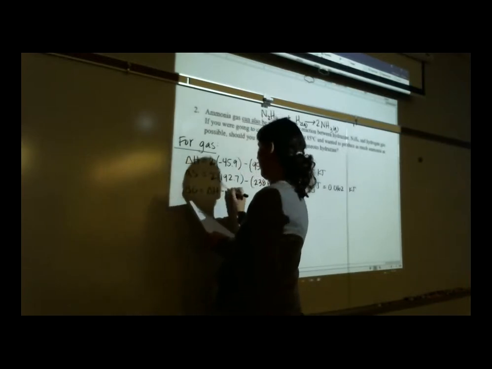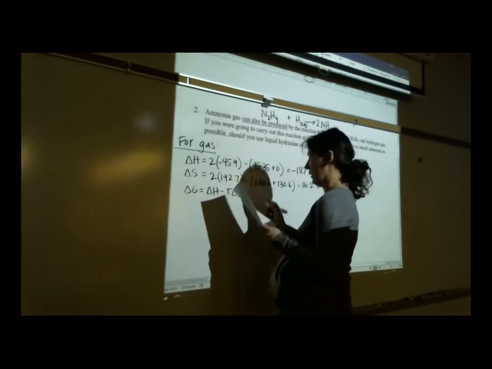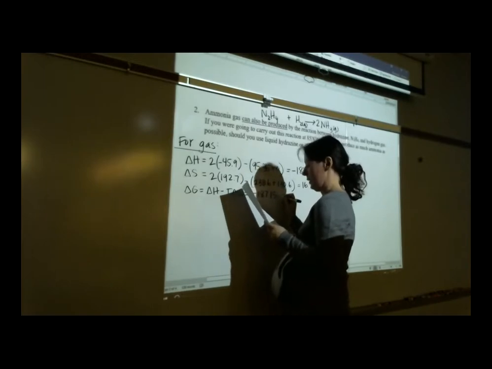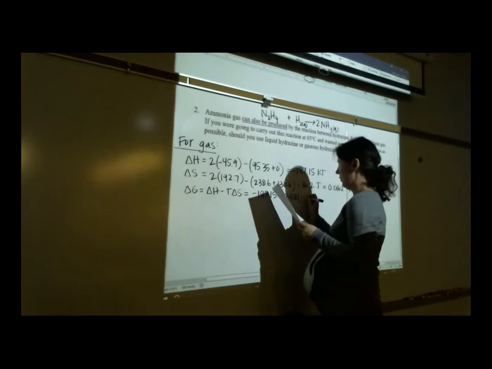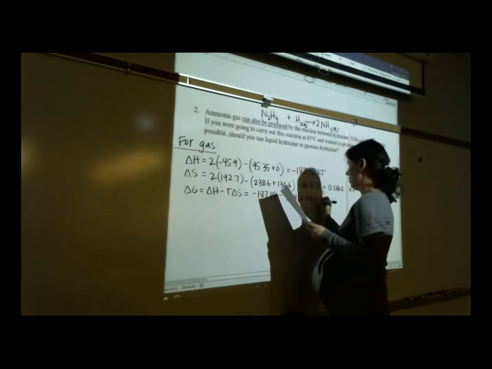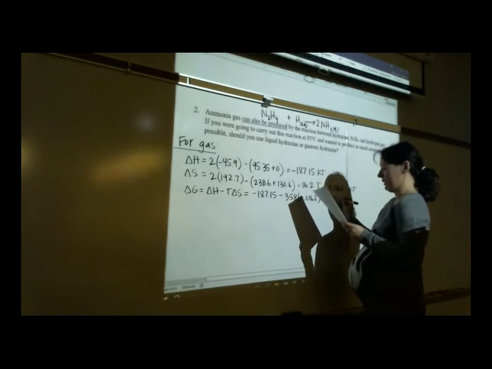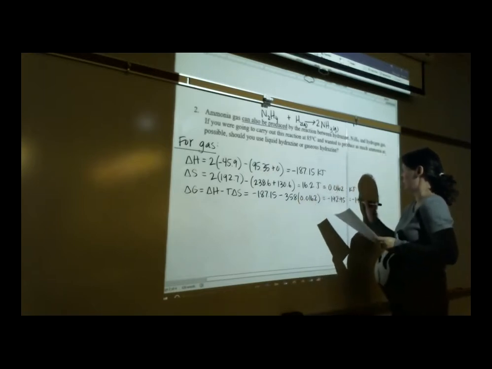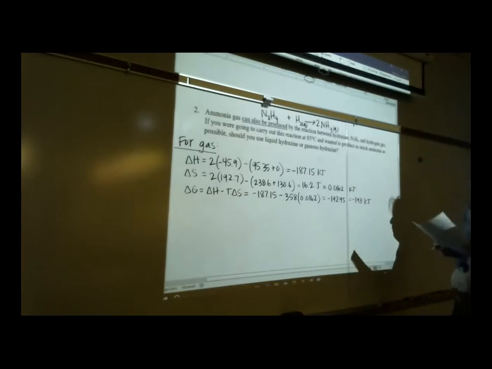delta H minus T delta S, plugging that in, that gives me negative 187.15 minus 358 times 0.0162. So that gives me negative 192.95. So we'll round that to negative 193 kilojoules. So that's for using gas.